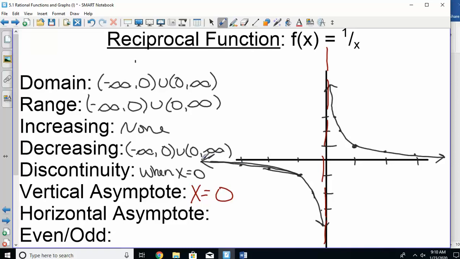Horizontal asymptote is the same thing except horizontal. The equation of a horizontal line is y equals 0. When we draw these, you will typically draw them in as just dashed lines. It's kind of hard when it's the x and y axis, you can't really see the dashed line. But if it were somewhere different, we would draw them like that.